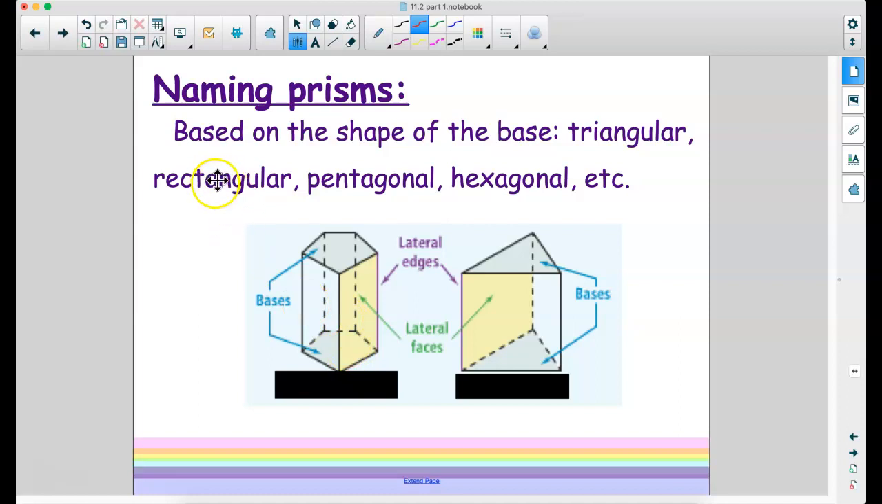A rectangular prism has a 4-sided shape on the top and the bottom. So it will have rectangles on the top and the bottom, or the bases, and the lateral faces will be rectangles. Lateral edges are the edges that connect the faces.